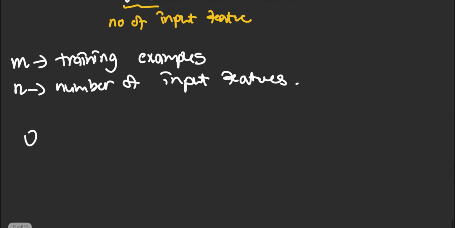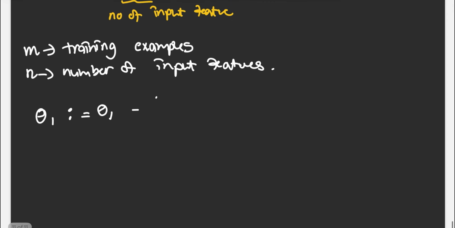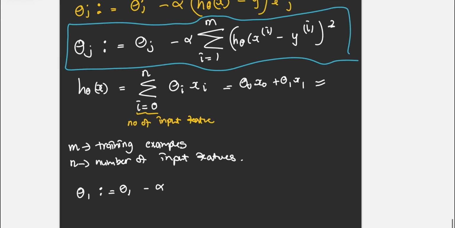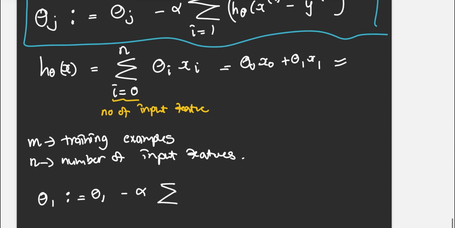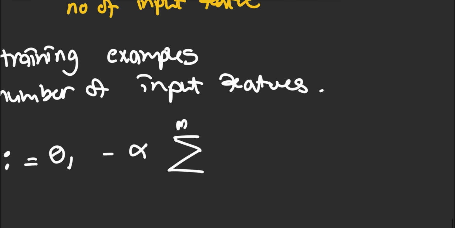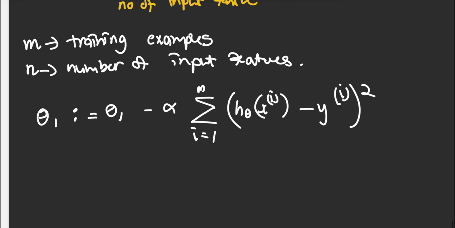What you do is you say theta 1, you update it by looking at the previous theta 1. You subtract, and looking at your formula, you subtract alpha, then you do the summation for i equals 1 to m, of h theta of x to the power of i minus y to the power of i, all of that squared. So that's basically how you update theta 1.